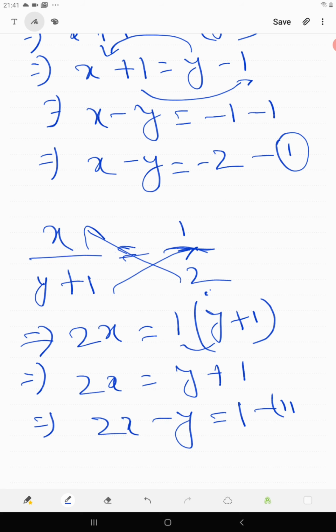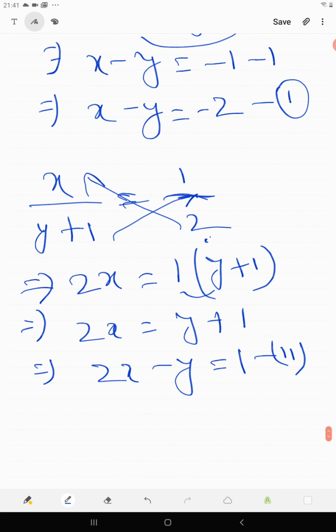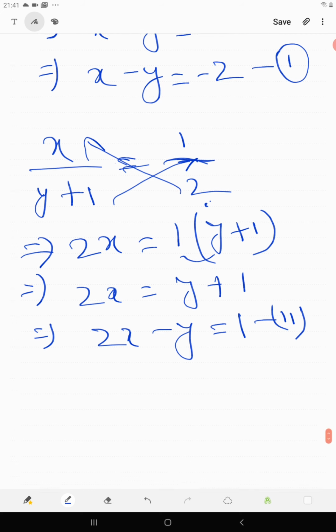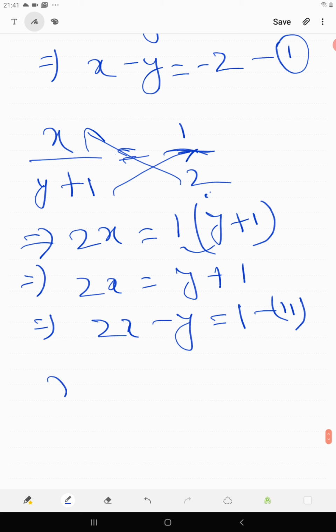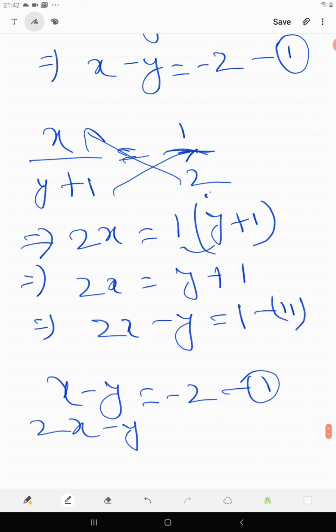Again, if you see over here, y and y, there is the same number associated with it, that is minus 1. I am solving it now for y, because y has the same number associated with it. So what we have is x minus y equals minus 2. This is equation 1, and then 2x minus y equals 1. Okay, so this is equation 2.